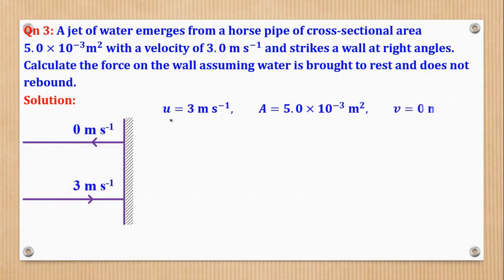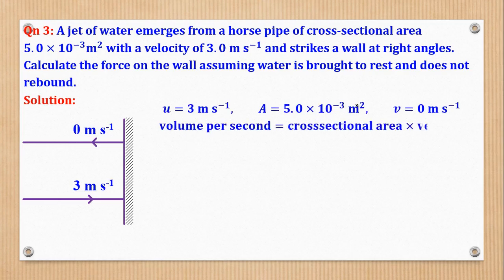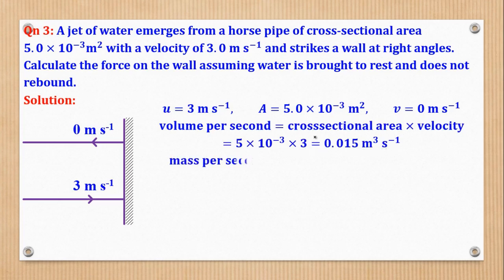So this is what we know, that initial velocity is that, area is that, and final velocity is that. Therefore, volume per second is equal to cross-section area times velocity. So cross-section area is this, velocity is that, to give you this as the volume per second. The aim of getting volume per second is to help us get the mass, because mass is density times volume. So if I want mass per second, I'll get volume per second times density.